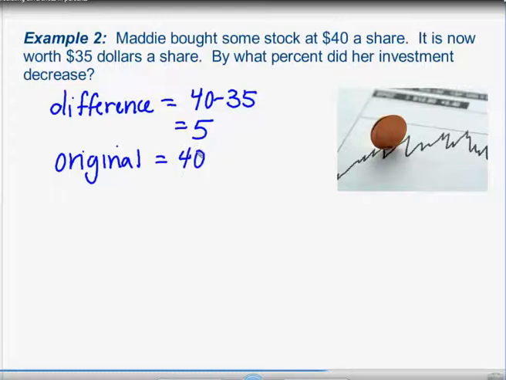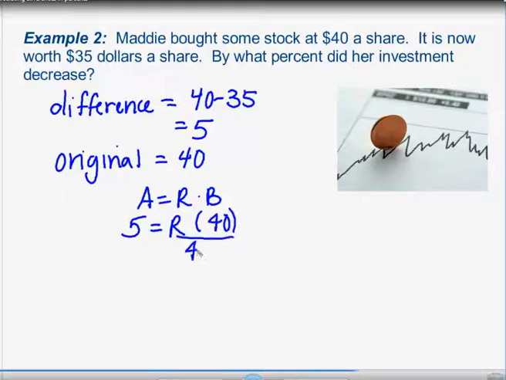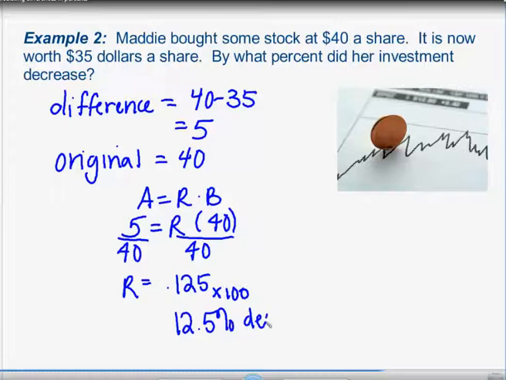So using A equals R times B, where A represents the amount or the difference in values, and B is our base, which is the original amount, we can replace A with 5 and B with 40 to get 5 equals R times 40. And then to solve for R, divide both sides by 40. And we'll find out R is 0.125, which to convert over to percent, we'll multiply by 100. So the difference in percent this time is 12.5%, and it's a percent decrease because the value went down over that period of time.